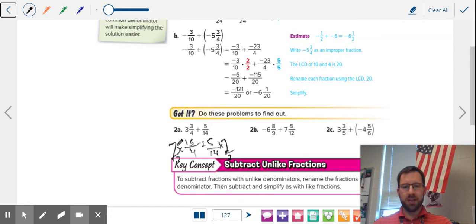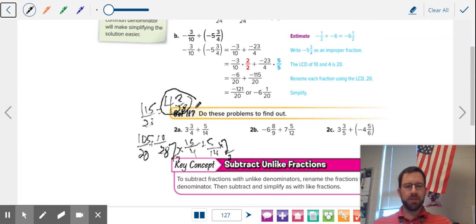Okay, so 7 times 15 is 105 over 28. If I double this fraction, you get 10 over 28. Add them together, I get 115 over 28. 28 goes into 115 4 times with 3 left over, and I cannot reduce that, so that is done.